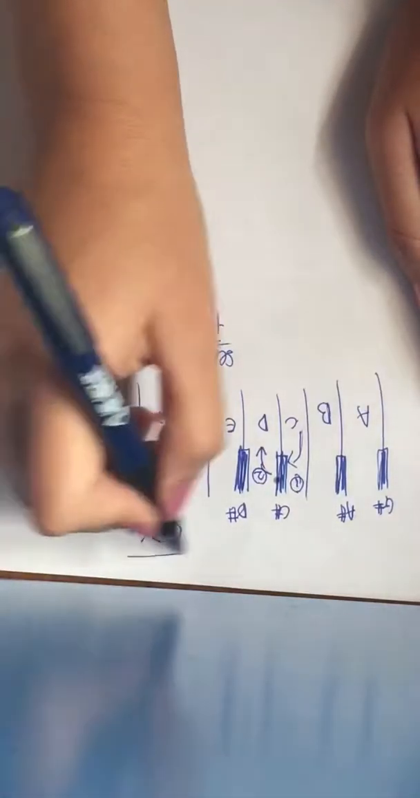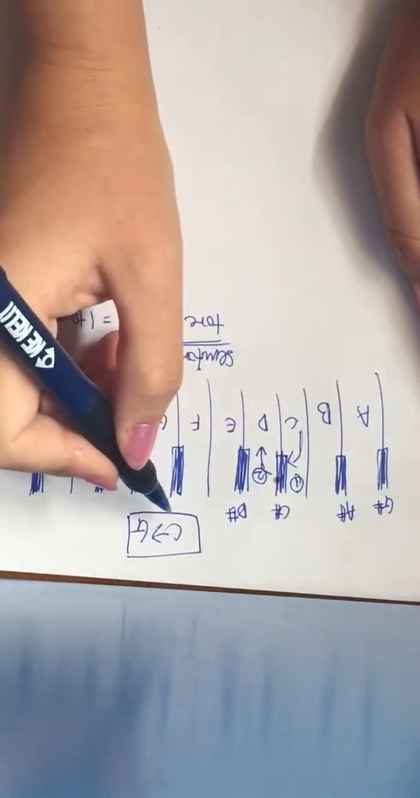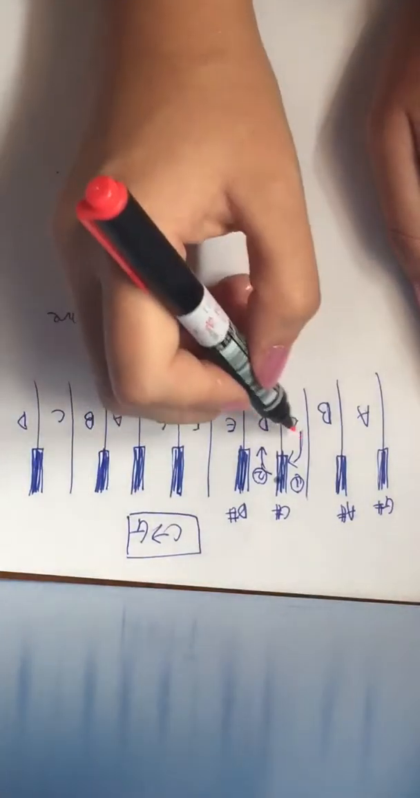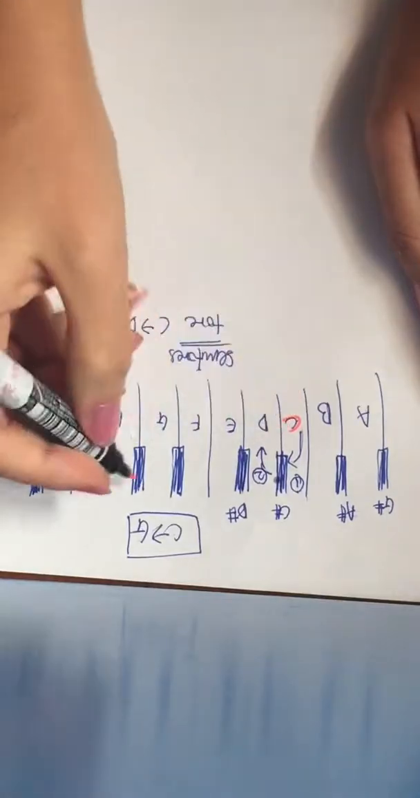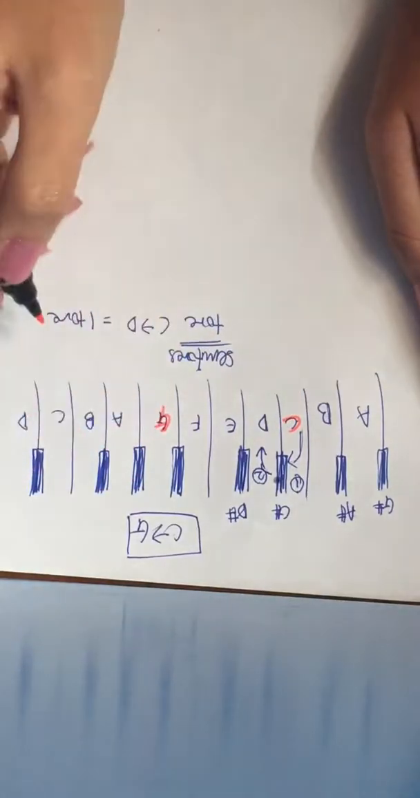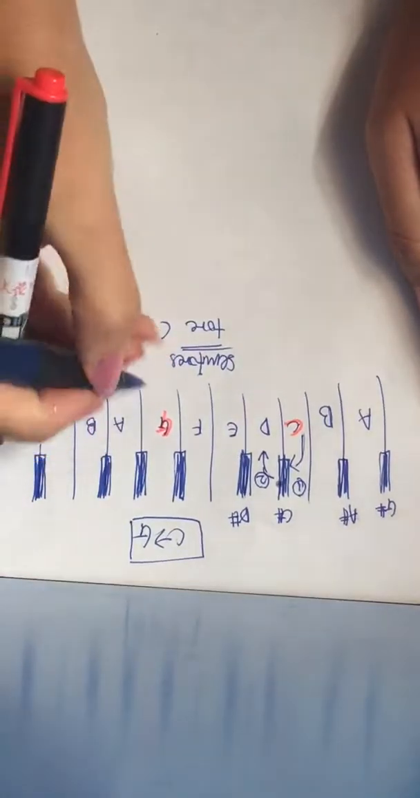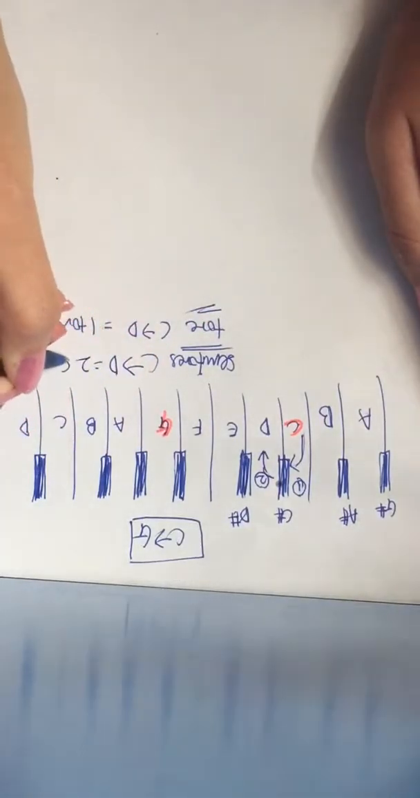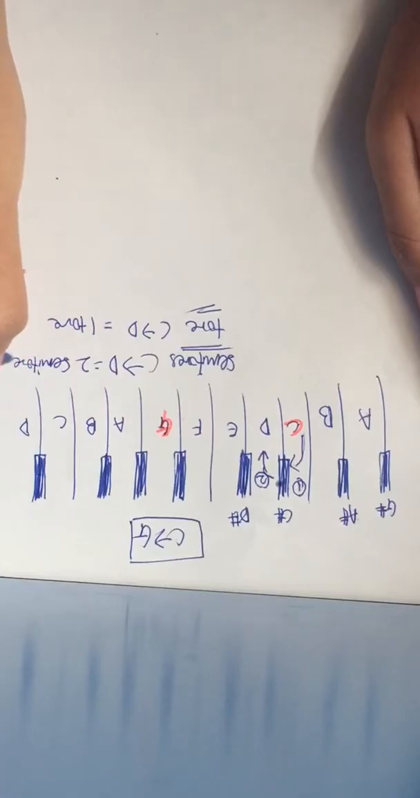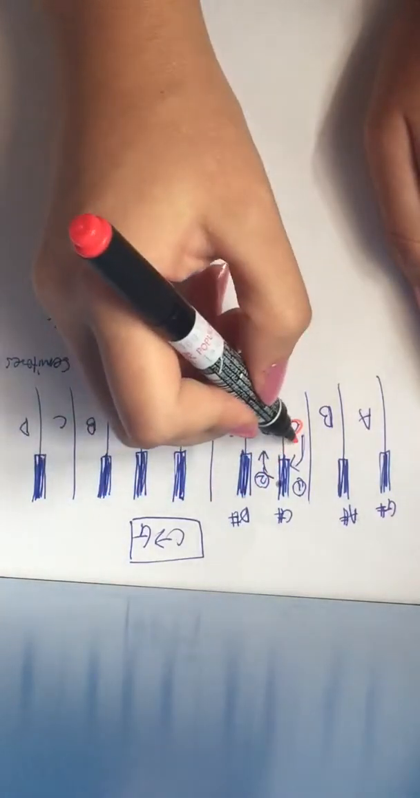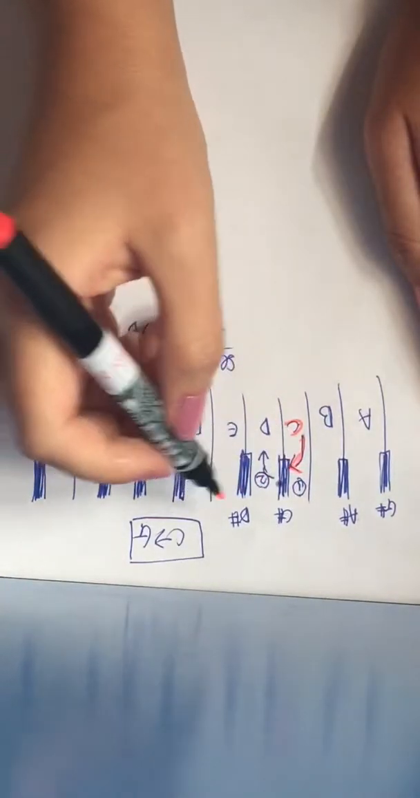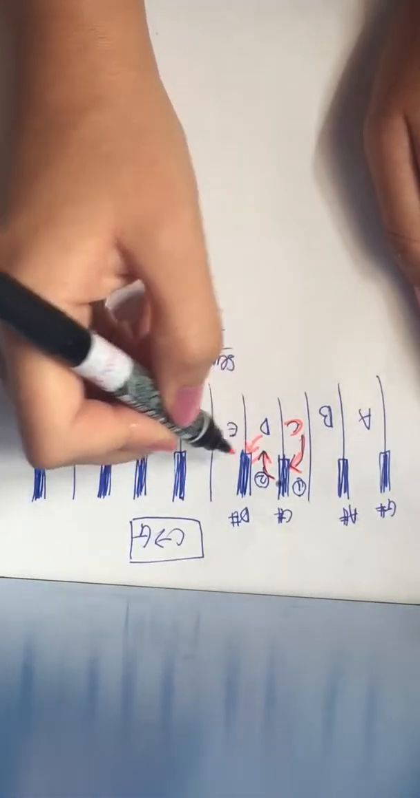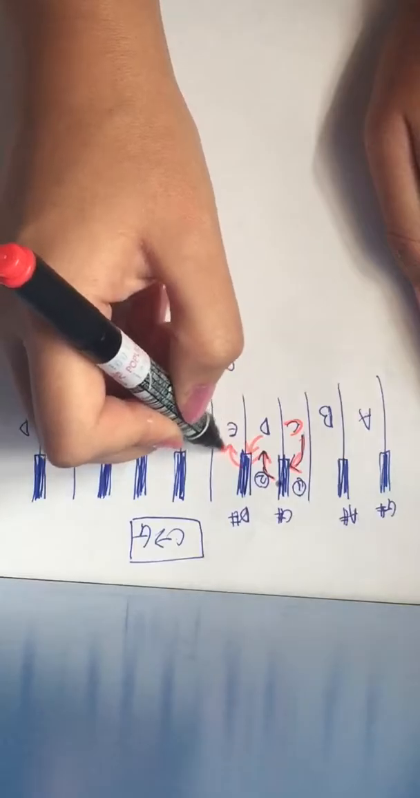Now the question is, how many are from C to G? We can count also. We start from C and we end at G, correct? I'll just put it here. C to D, 2 semitones. Okay, we'll count. C to C sharp, 1, 2, 3, 4.